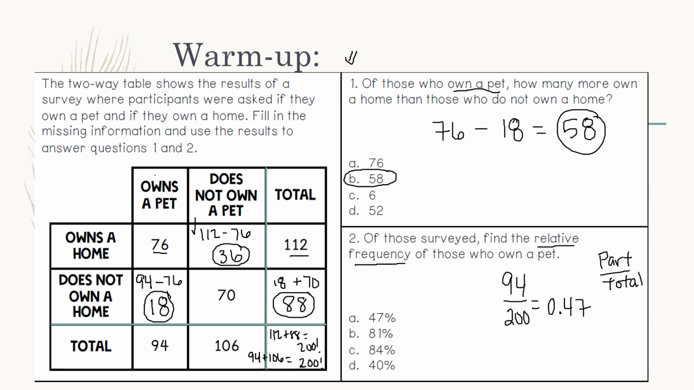0.47. All right, some of you may be already able to see the answer, but for those who don't, if you don't recall, we now need to turn this into a percentage. And to do that, I'm going to bump my decimal point over 2 spaces, and then I'm going to add in the percentage sign. So 0.47 equals 47%. That would be answer choice A.